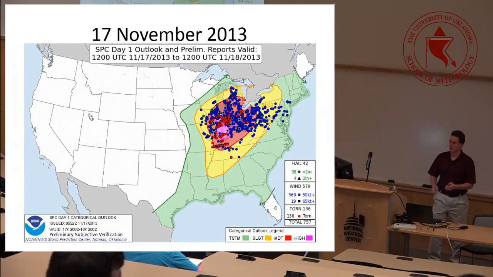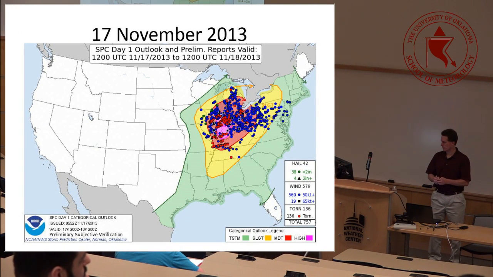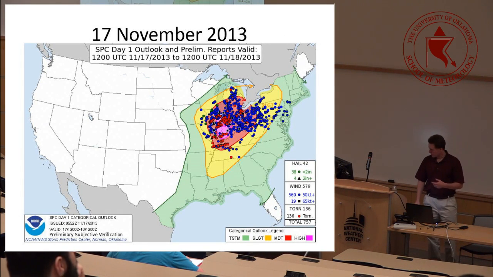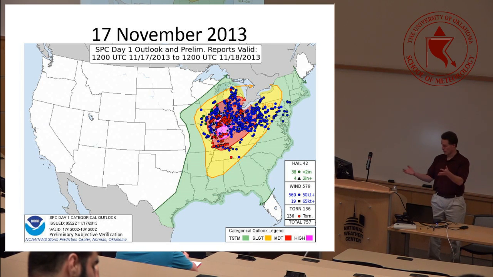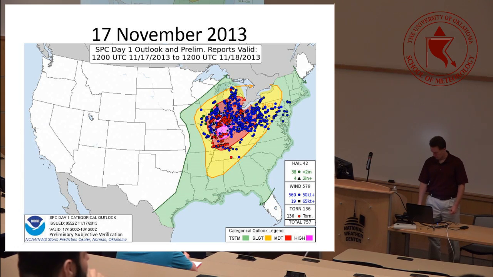Okay, final outbreak that we're going to look at before we take a little break here. This will be the 17 November. This was the last high risk that we had that was explicitly for a tornado episode. I think there was one last June, but that wasn't really a tornado forecast. That was more a wind thing. Again, up into the upper Ohio Valley.